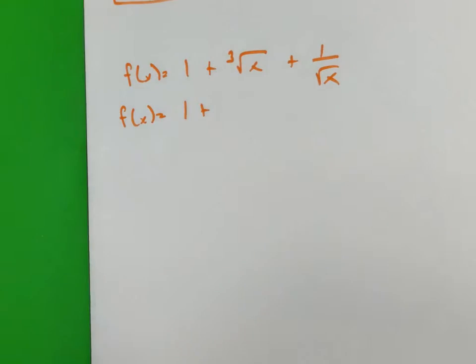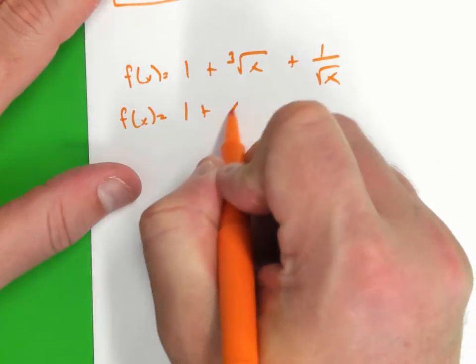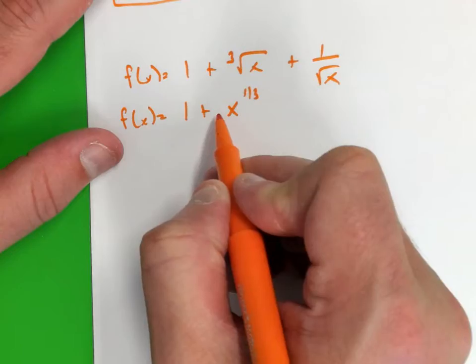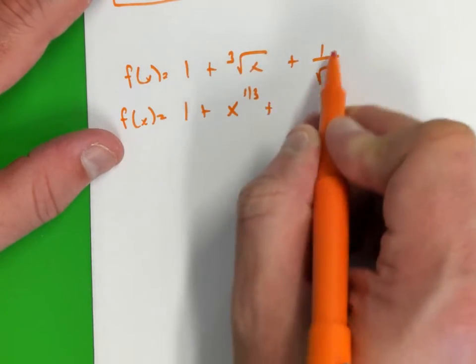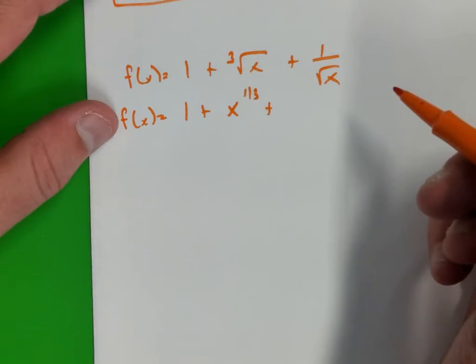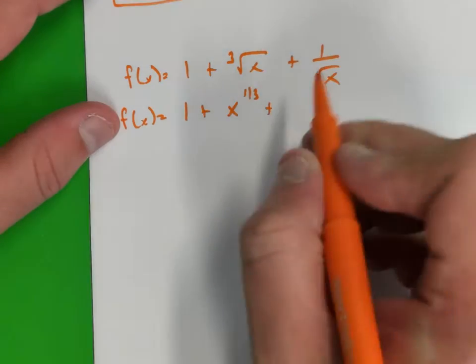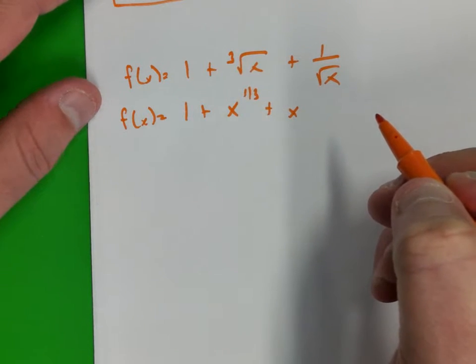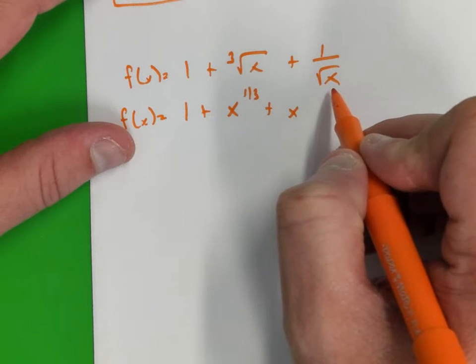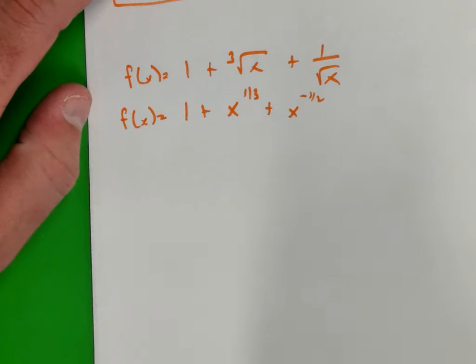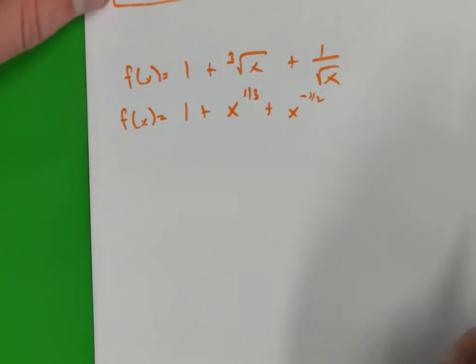How can I rewrite the cube root of x, Lucy? x to the 1/3. Very good. Because you want to write it so it's something that you can bring down and multiply. How can I rewrite this, Mary Catherine? x to the 1/2 or what? Negative 1/2. Because, see, it's in the denominator, so you have to bring it up and write it as a fractional exponent. Does everybody understand that?